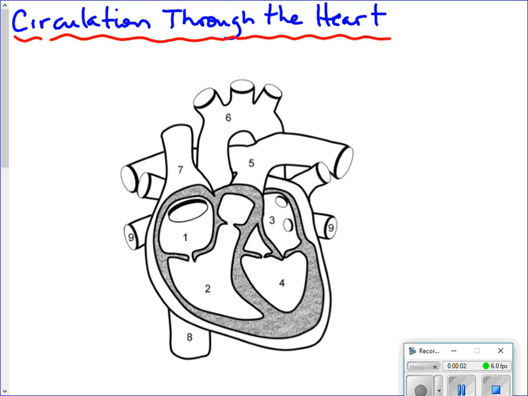This video is all about how blood circulates through the heart. In other words, how does it get from the body into the heart, then from the heart out to the lungs to get some oxygen, back from the lungs with oxygen, and then out to the rest of the body to start all over again.